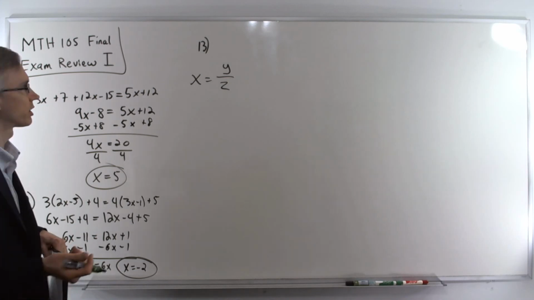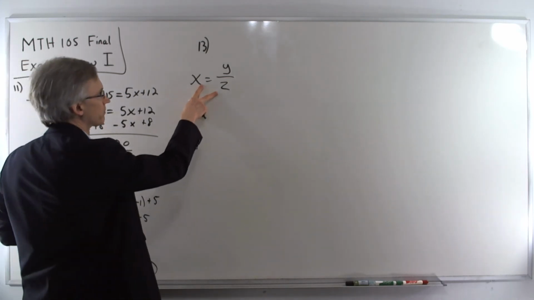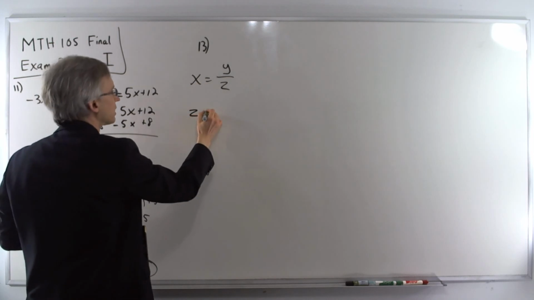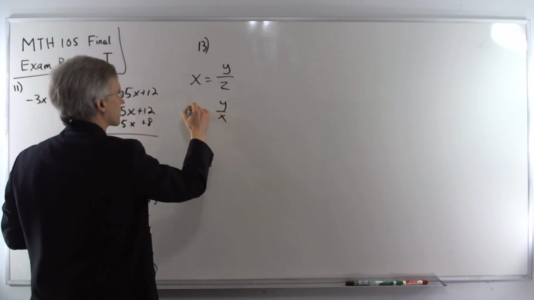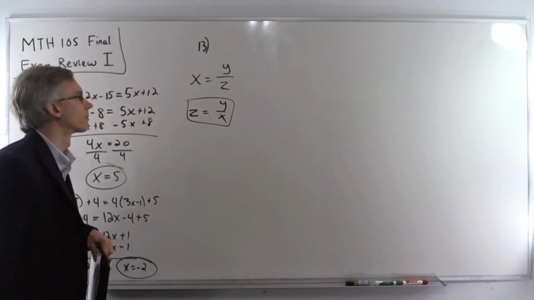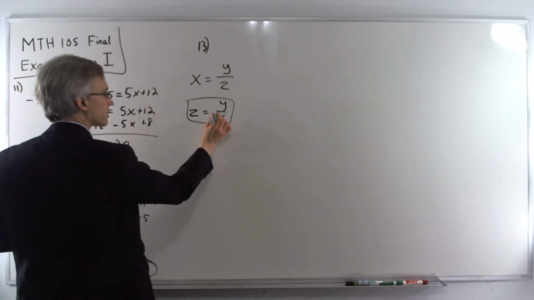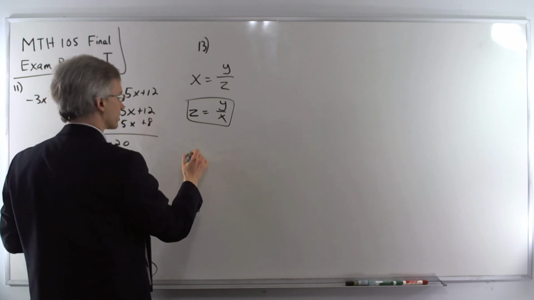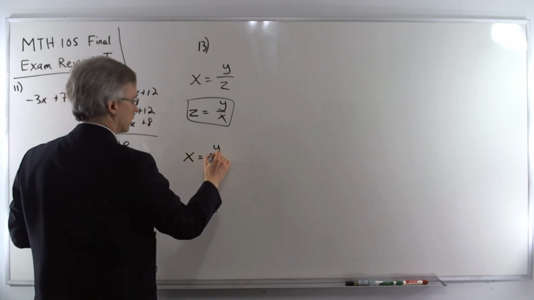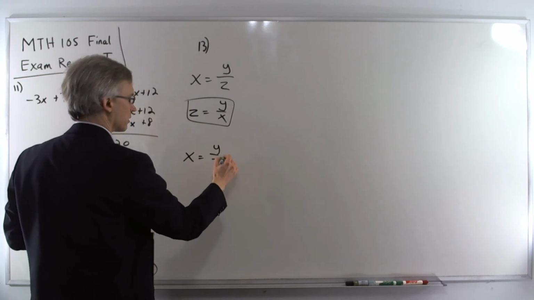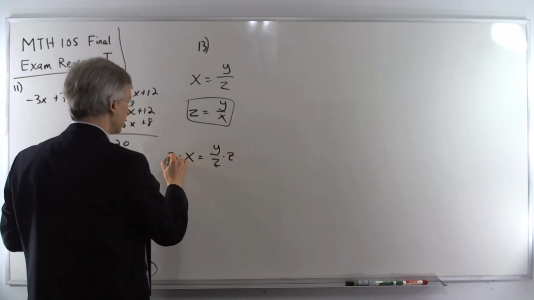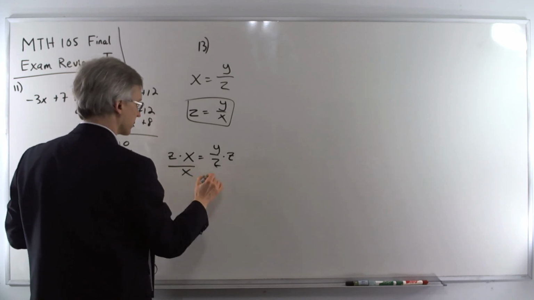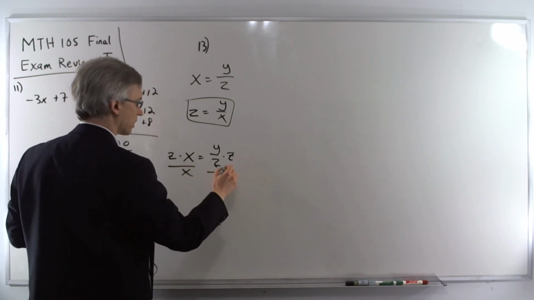But there's a great trick we can use, the switch trick. We'll just switch x and z and get z equals y over x. And we are done. Now, if you want to know why this works, it requires two operations. It means multiplying both sides by z and then dividing both sides by x.